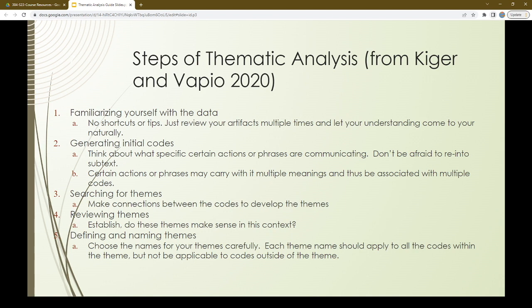Also note that certain things in your artifact may carry multiple codes and have multiple meanings. So once you have your codes done, start searching for the themes. This is merely recognizing the patterns in the codes. I would say that in order to start doing this third step, it should very much look like the first step. Sit down, look at your codes, read them multiple times, digest them. The patterns, if you're observant enough and spend enough time with your codes, should organically emerge.